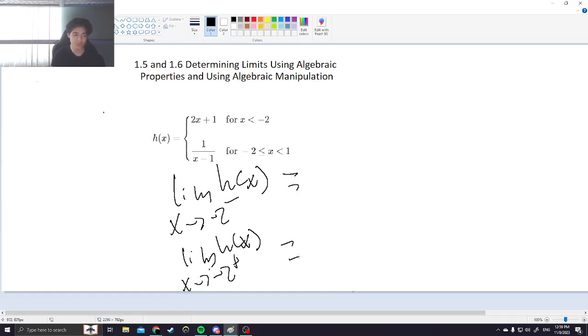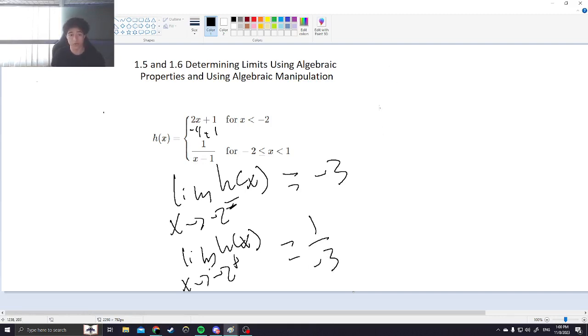What would you do? Well, for this one, you would plug in -2, and since it's from the left, you're going to use this equation here because x is less than -2. You're going to plug in -2, which is your limit. So you would get -4 plus 1. So the answer is -3. And for the bottom one, you do the same thing, but now it's from the right side, because x is greater than -2. So you're going to plug -2 in. You're going to get 1 over -2 minus 1, which is 1 over -3.